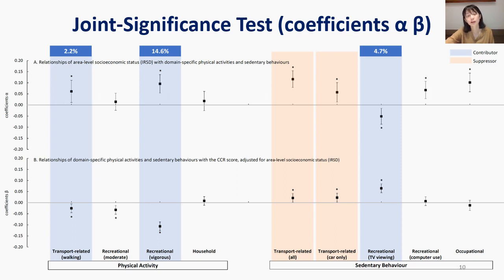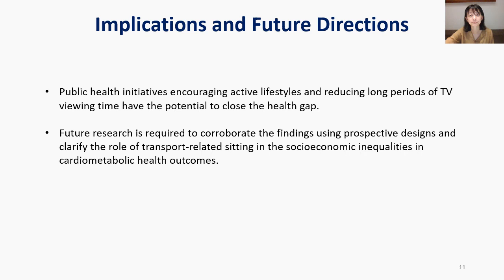However, we also found transport-related sitting was identified as a mediator, suppressing the socioeconomic inequalities in cardiometabolic risk. So our findings suggested that public health initiatives encouraging active lifestyles, for example, active travel and the leisure domain such as sports and exercise, as well as reducing long periods of television viewing, have the potential to close the health gap.